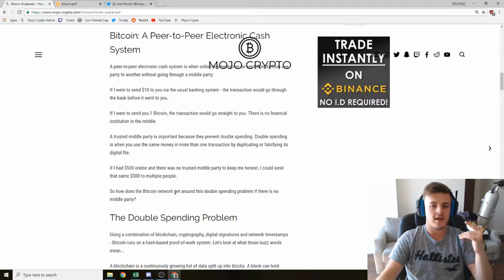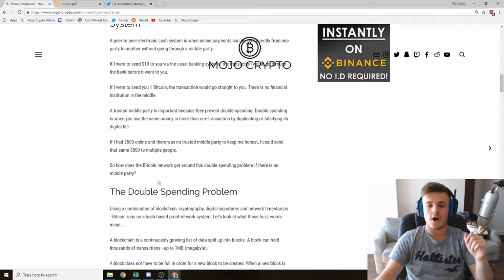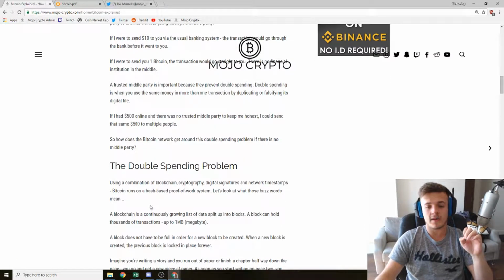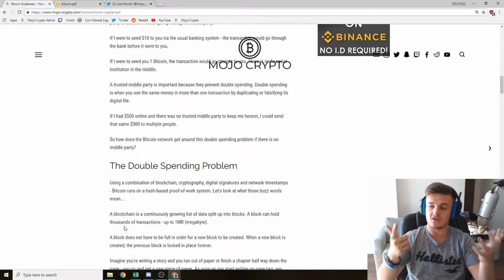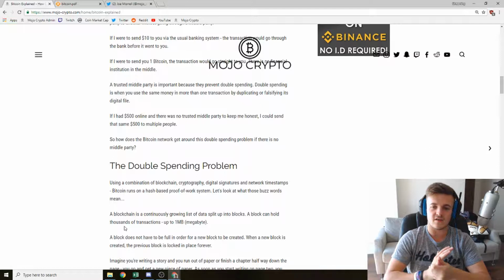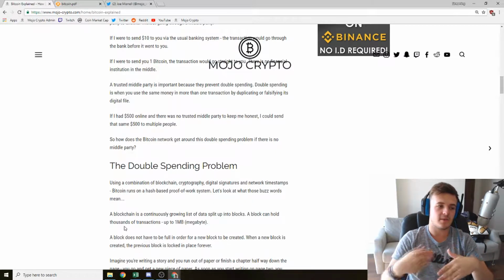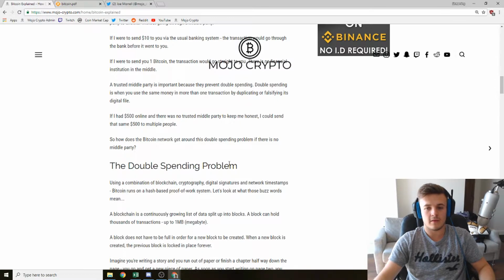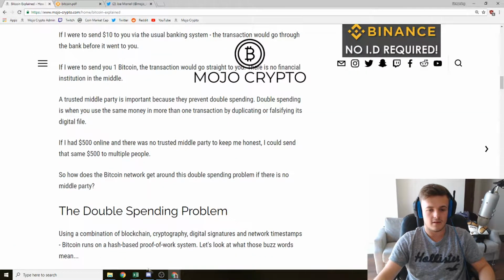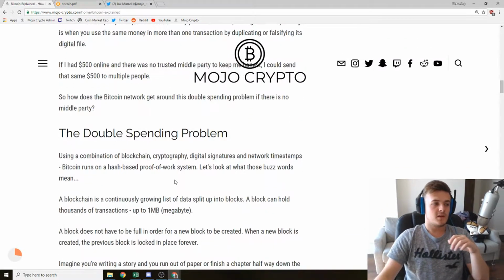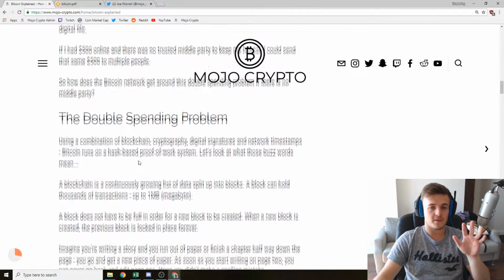So how does Bitcoin actually get around this double spending problem? It's pretty interesting. There are some buzzwords here. Using a combination of blockchain technology, cryptography, digital signatures, and network timestamps, Bitcoin runs on a hash-based proof-of-work system. We're going to dive down all 7 of those fancy buzzwords. In cryptocurrency there are so many buzzwords that you've got to get your head around, and the problem is some buzzwords mean the same thing. So we're going to explain all of them. Let me zoom in here for you. Is that better? Yeah, you can still see it. So using a combination of all of them, the double spending problem can be solved.